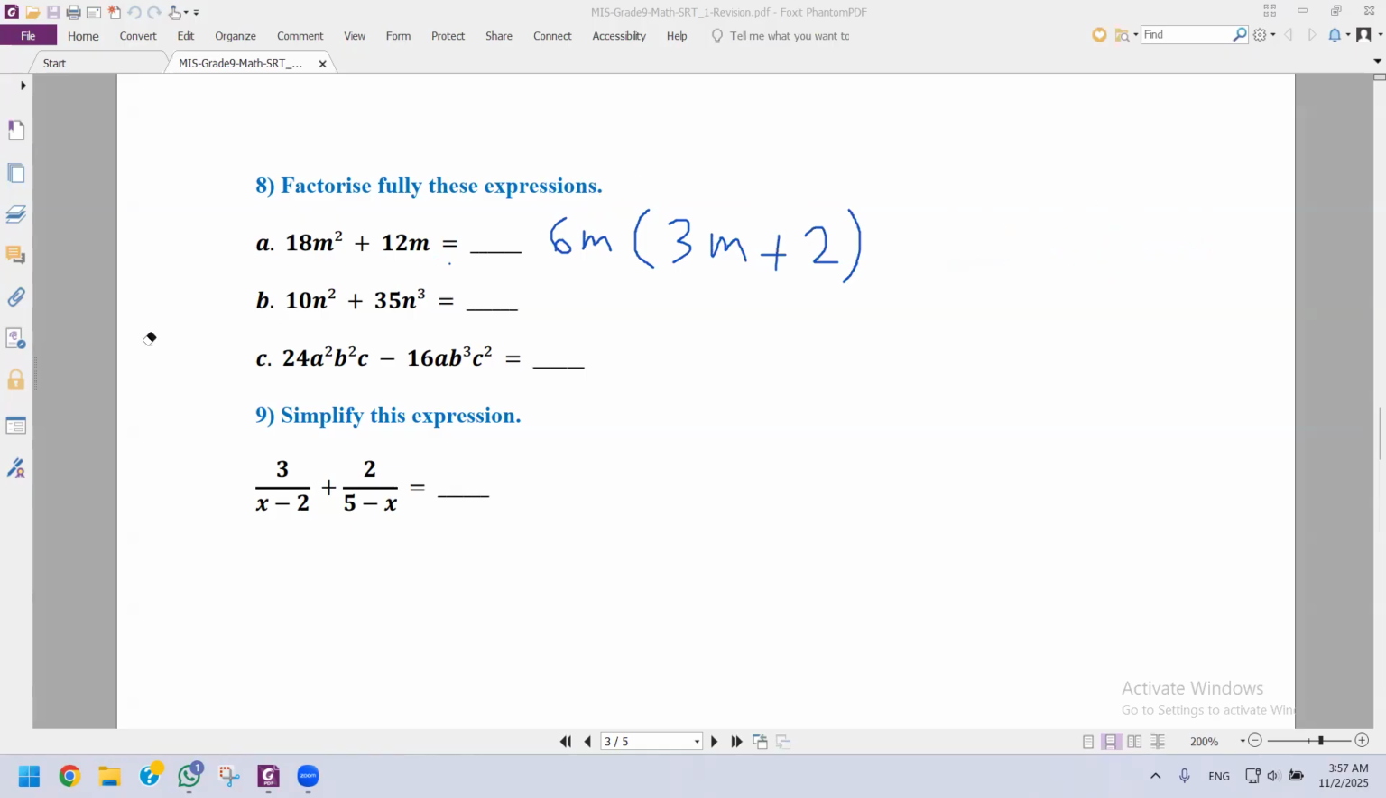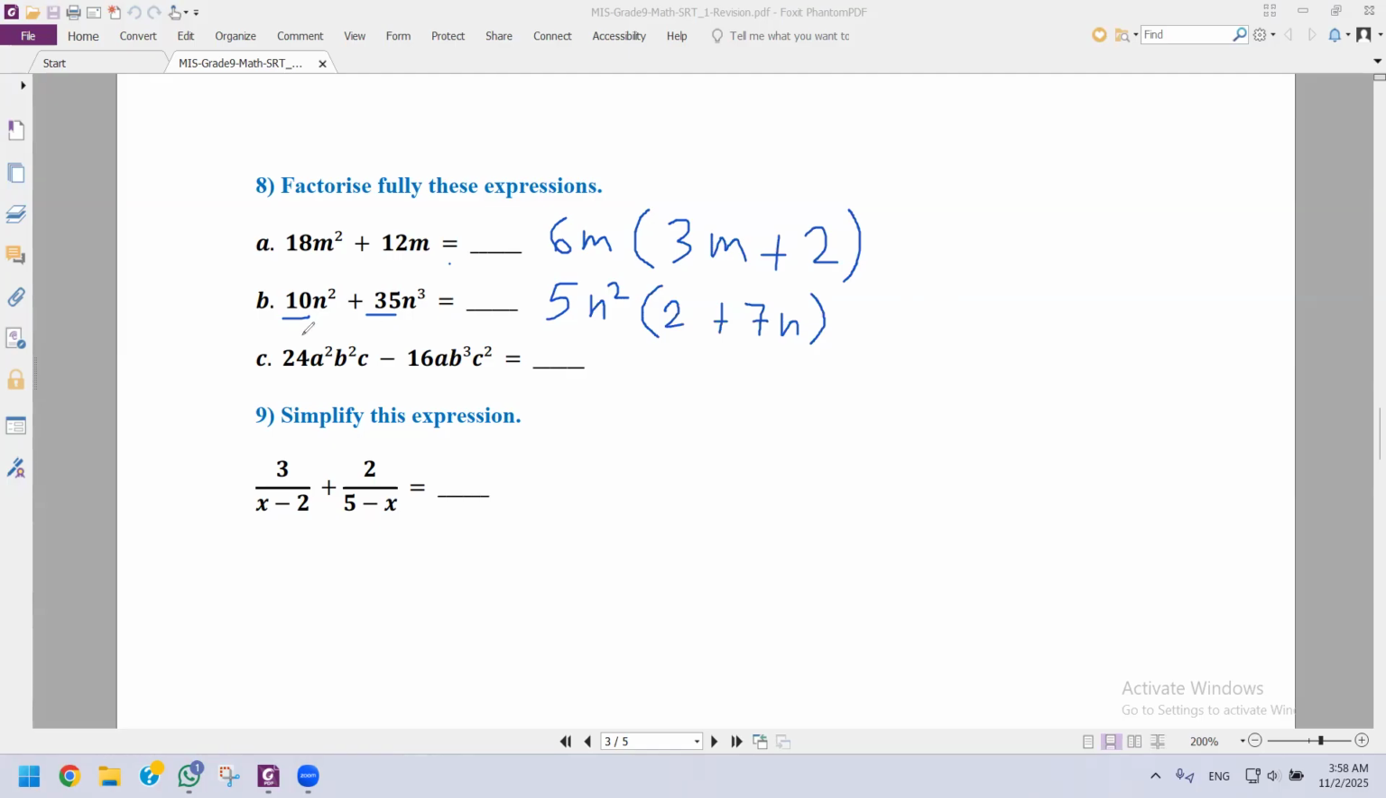Now let's continue taking the highest common factor. From 10 and 35, the highest common factor is 5. Now n square or n cube, we pick the lowest. n square, open bracket. 10 divided by 5, 2. n square divided by n square, cancelled. 35 divided by 5, 7. n cube divided by n square, n will be remaining. We close the bracket. You can expand to check if it's correct or not.